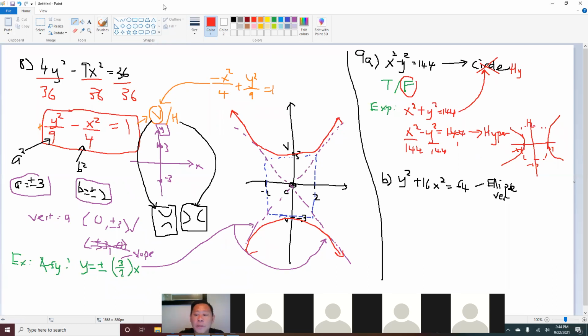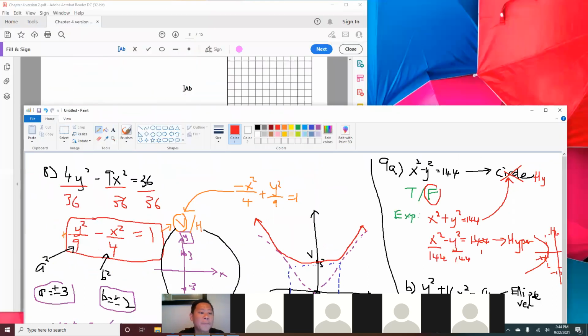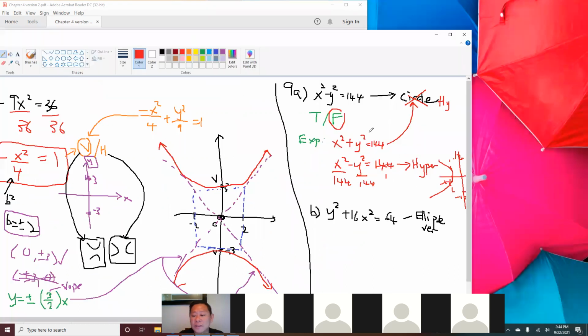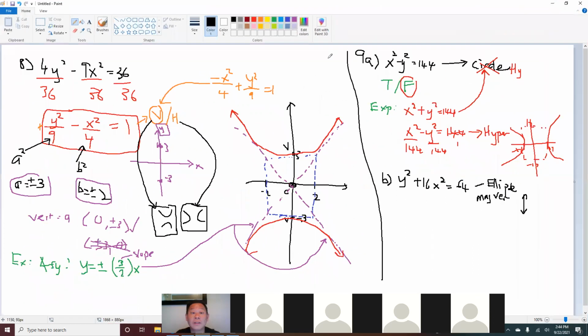Next, question B is asking us, 9B: the major axis of this ellipse is vertical. So y squared plus 16x squared equals 64 is an ellipse with major axis vertical. Vertical means it goes up and down. So how can you figure out whether it is true or false?